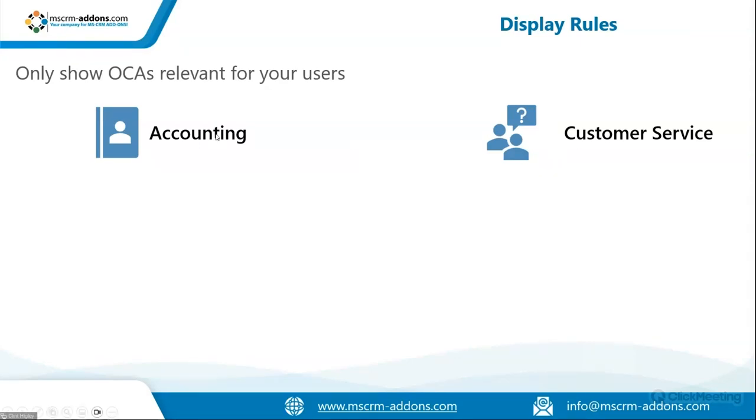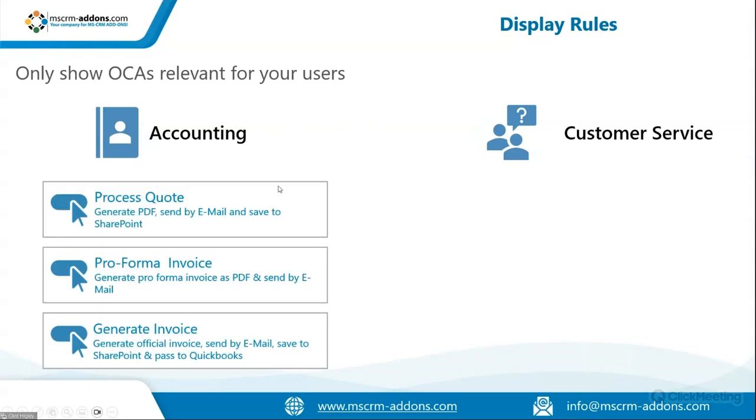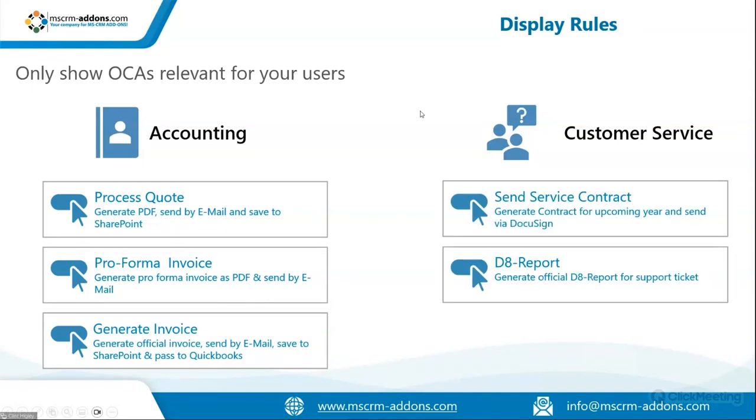on the quote, I have two teams. I have an accounting team and I have a customer service team. As you start creating these one-click actions, you're going to have a lot of them. So what the display rules basically allow you to do is, say the accounting team needs to be able to process a quote and process invoices. The customer service team needs to be able to send contracts and generate these D8 reports.